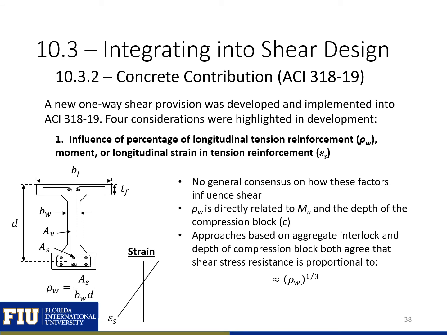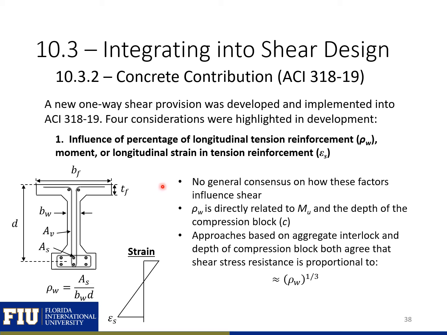A new one-way shear provision was developed and implemented into ACI 318-19. 4 considerations were highlighted in the development. The first consideration, shown on this slide, takes into account the influence of the percentage of longitudinal tension reinforcement, or rho w, moment, or longitudinal strain in the tension reinforcement, epsilon s.